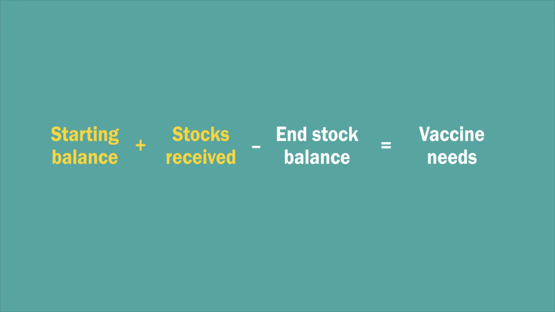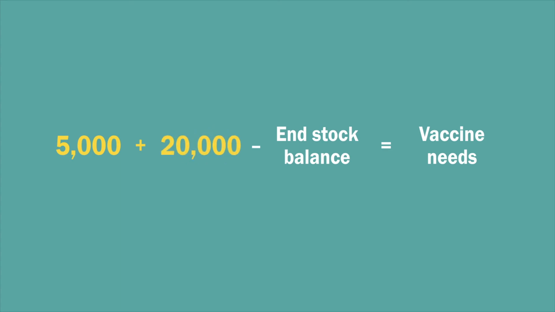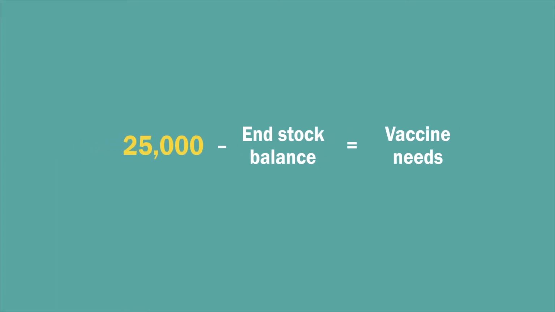In your district, the initial stock at the beginning of the last quarter was 5,000 doses. You received 20,000 additional doses during the last quarter. This means you had 25,000 total available doses last quarter. Now, subtract the stock remaining at the end of the period.